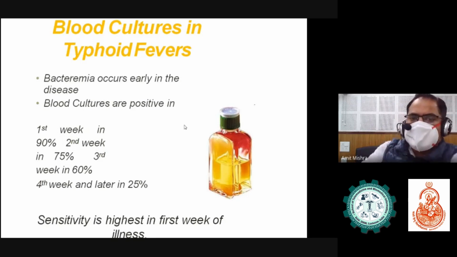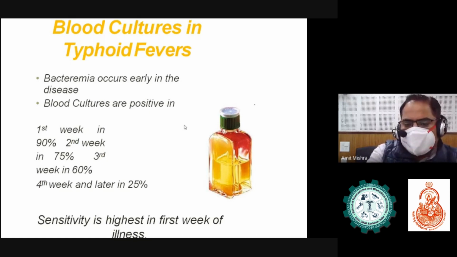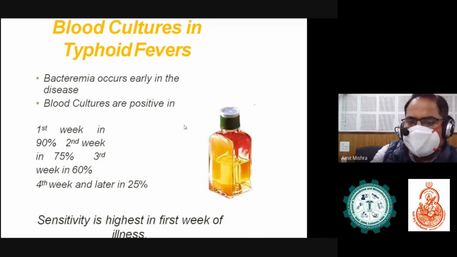So, blood culture in typhoid fever. This is basically a more sensitive test in a case of enteric fever to isolate Salmonella typhi, because bacteremia occurs in the early disease. So the blood cultures are positive in the first week in 90% of cases, second week in 75% of cases, 60% in the third week of illness, and 25% in the fourth week of illness. So we can say that if you take blood in the first week, then there is a 90% chance of it becoming positive. So sensitivity will be higher in the first week and reduce as the illness progresses.